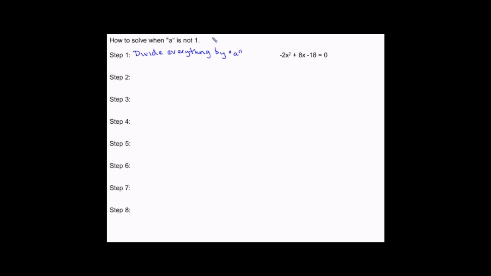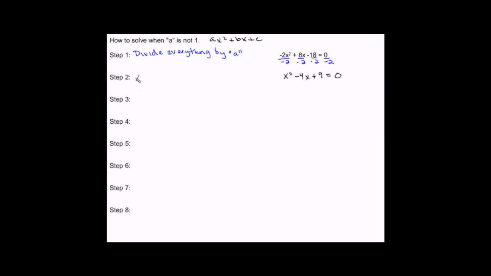Okay, so just keep in mind we have ax squared plus bx plus c. So we want to take whatever a is and divide everything by a to get rid of it. I do mean everything, every single term. So these negative 2's will cancel. 8 divided by negative 2 is negative 4. Negative 18 divided by negative 2 is positive 9. 0 divided by everything is 0.